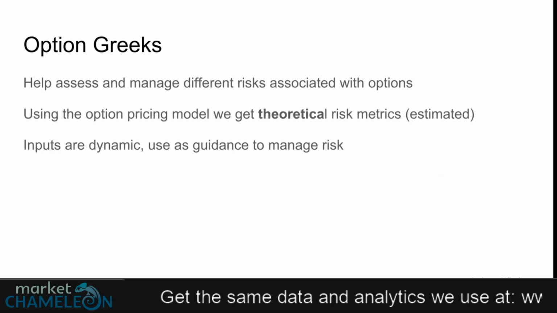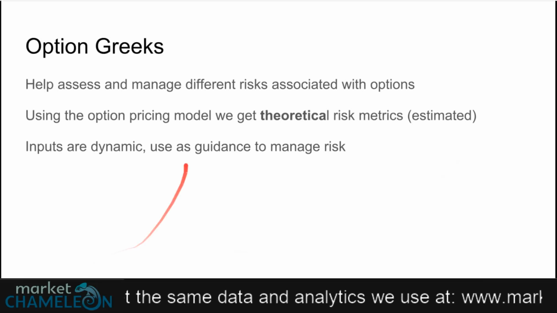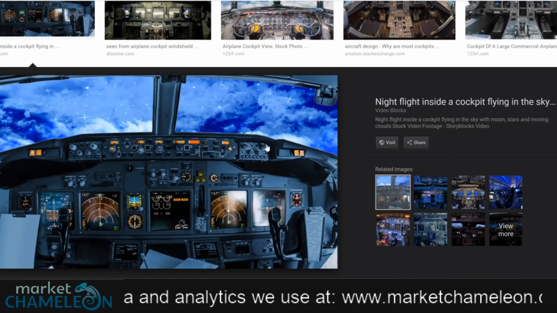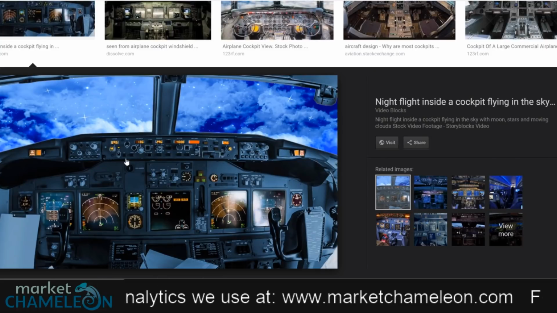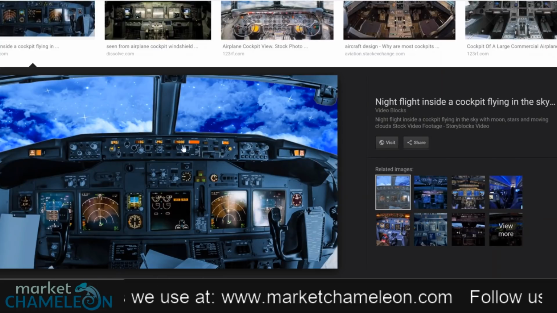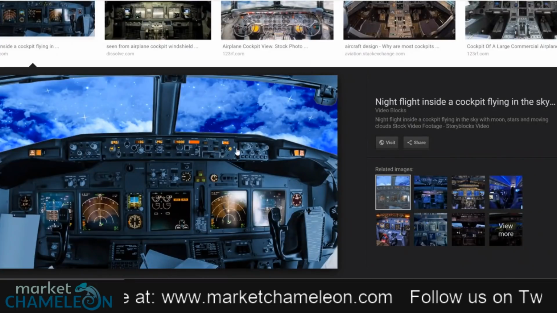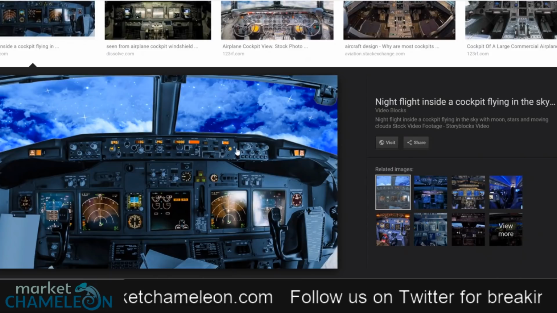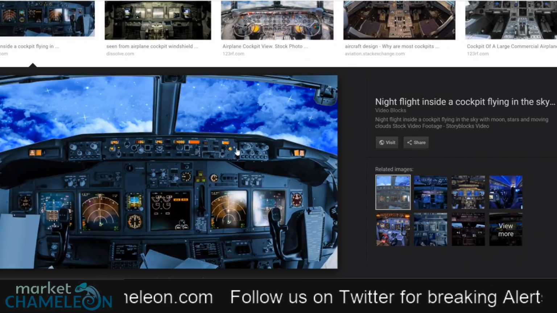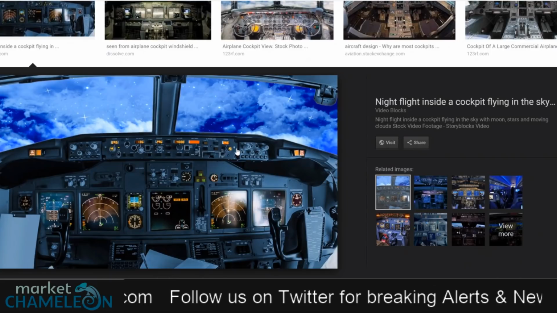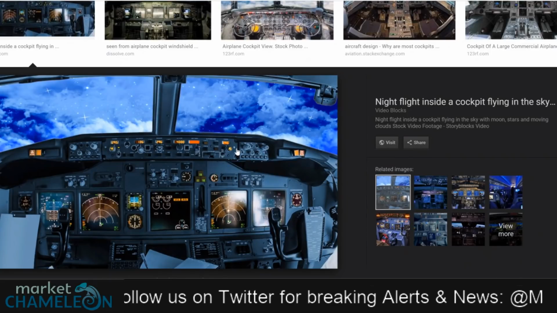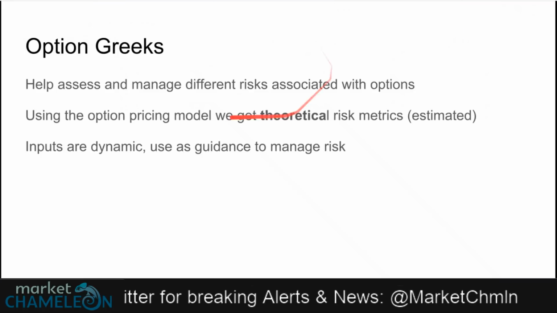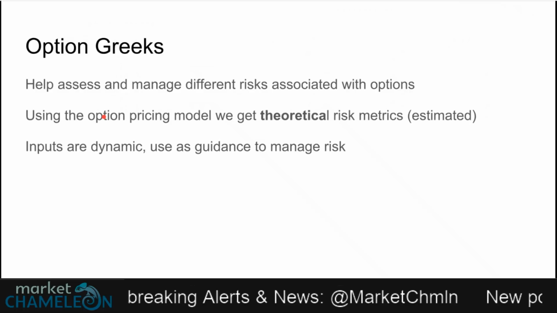I try to draw an analogy to an airplane pilot. When he's flying, he has all these different tools letting him know what types of risks he has: low fuel, cabin pressure, whatever it is. He's always monitoring it, and it allows him to safely get to where he needs to go. That's what the option Greeks are. They tell you what types of risks you have, and this way you can assess them, monitor them, and even hedge them off.